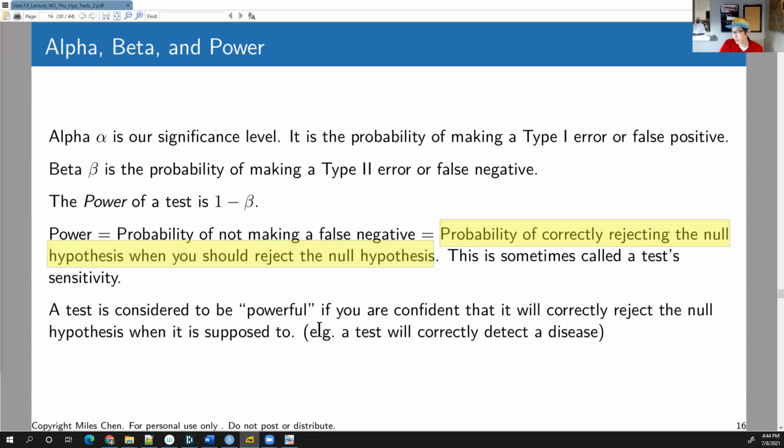And so we would say a test is powerful or sensitive if you are confident that it will correctly reject the null, or detect a disease when it's supposed to, right? So we want powerful tests. We want tests that will correctly detect a disease or correctly reject the null when it's supposed to.